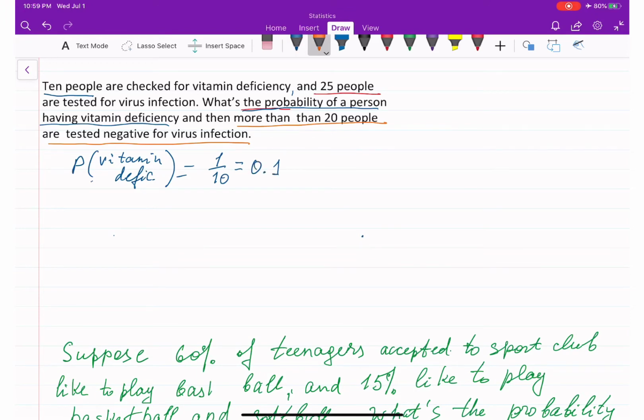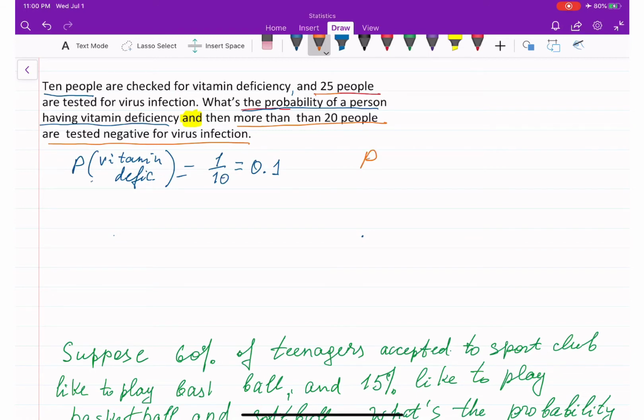Okay, now second one. Remember one thing here, when it's two questions connected with the end, that means you have to multiply them. So, what's the probability that more than 20 people are tested negative for virus infection? So total we have 25, so more than 20, how many people will be more than 20? 5, right? 21, 22, 23, 24, 25. So it's gonna be 5 people.